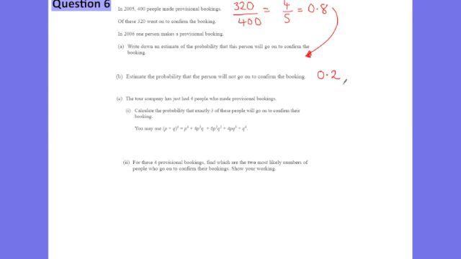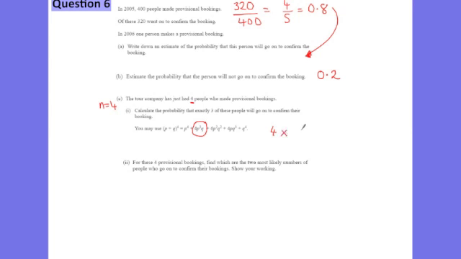We're then told that the tour company had just 4 people, n equals 4, who made provisional bookings. Calculate the probability that exactly 3 of these people will go on to confirm their bookings. Exactly 3. So we're looking for success, that's our P, being 3. And we can see this is the term we are interested in.